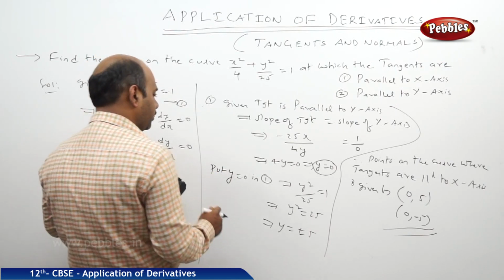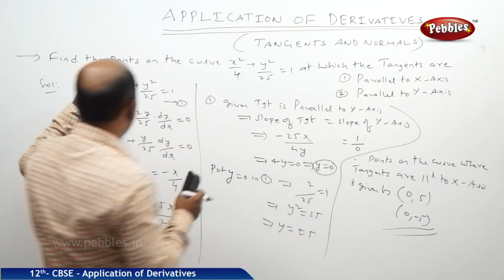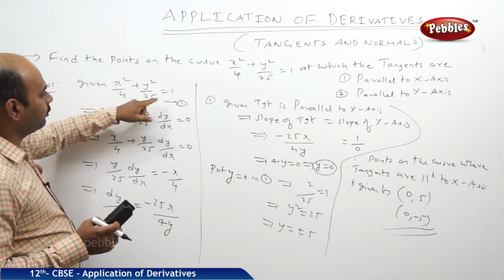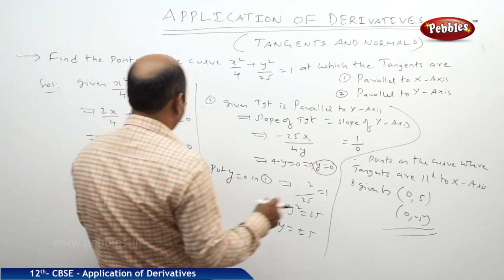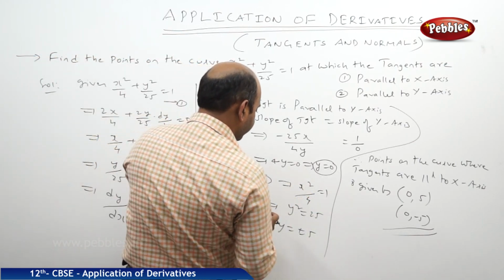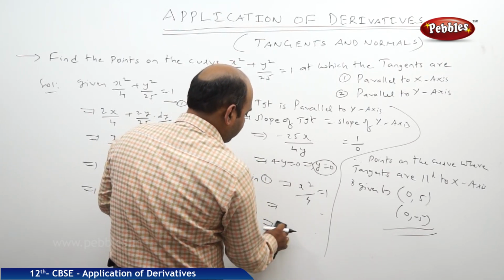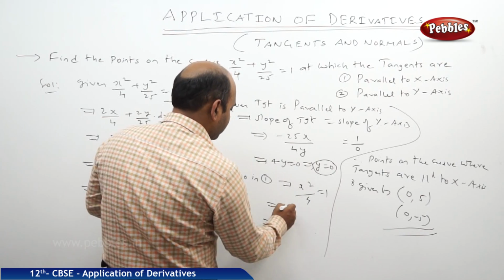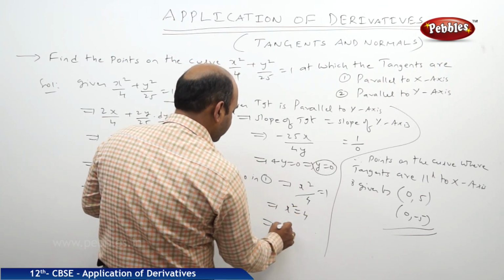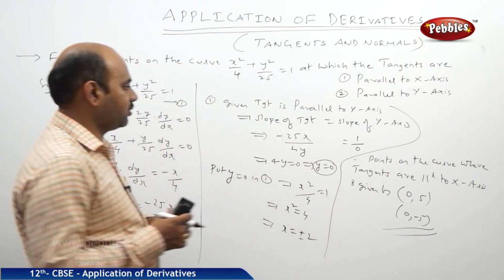Put y equal to 0 in 1. If I put y equal to 0 in 1, then what happens? x square by 4 plus 0 by 25 equal to 1. So for us what remains? x square by 4 equal to 1. That means x square is equal to 4. So x is equal to plus or minus 2.